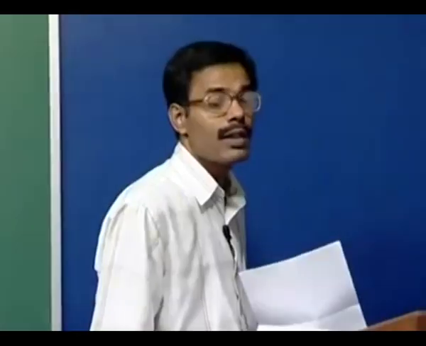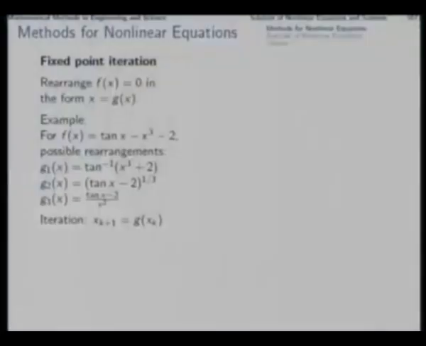So, what are the other sophisticated methods? One is the fixed point iteration method. What we can do is rearrange the given equation in a manner such that x is expressed as an expression of x itself.